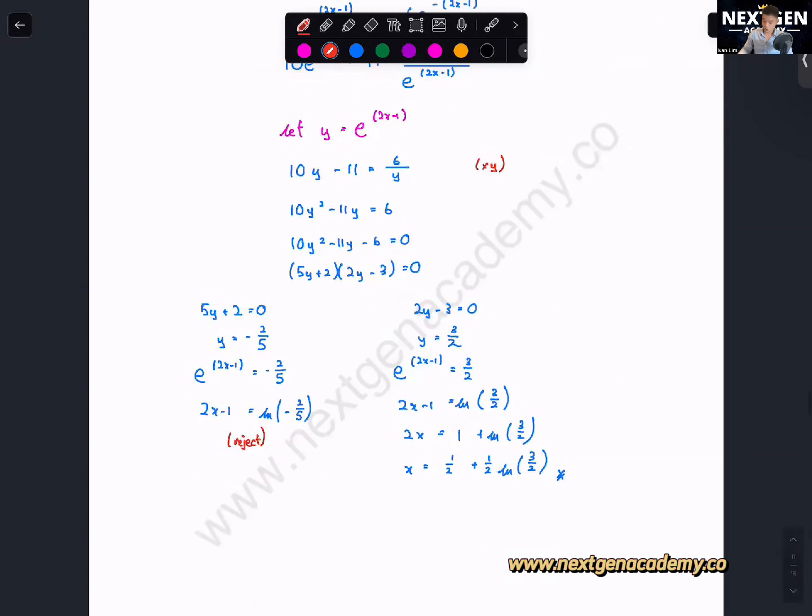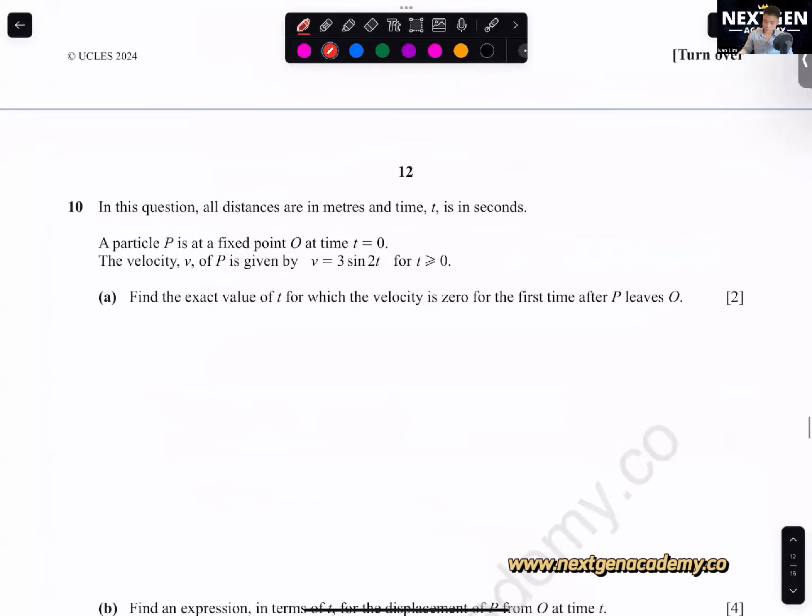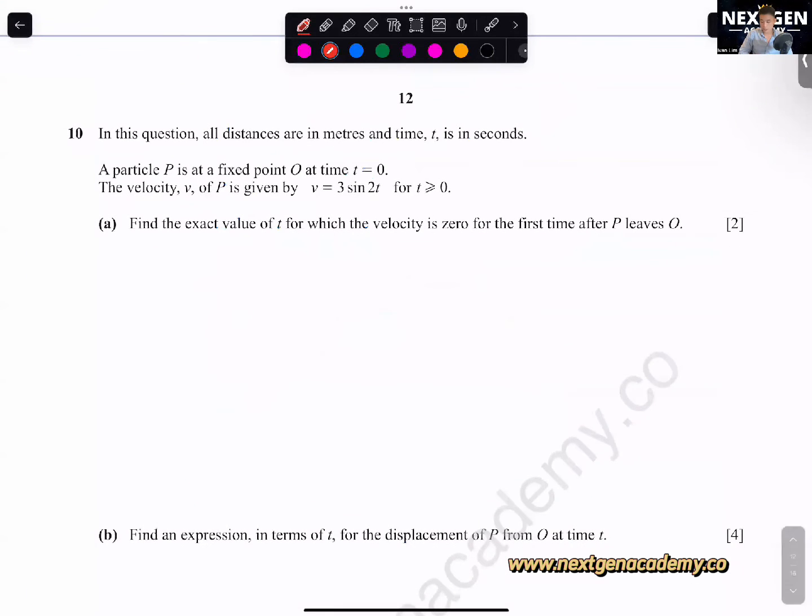Okay, let's move on to question 10. In this question, all distances are in meters and time in seconds. A particle P is at a fixed point O at time t equals 0. The velocity v equals 3 sine 2t, where t is more than or equal to 0. Find the exact value, so you see the word exact again, of t for which the velocity is 0 for the first time after P leaves O.